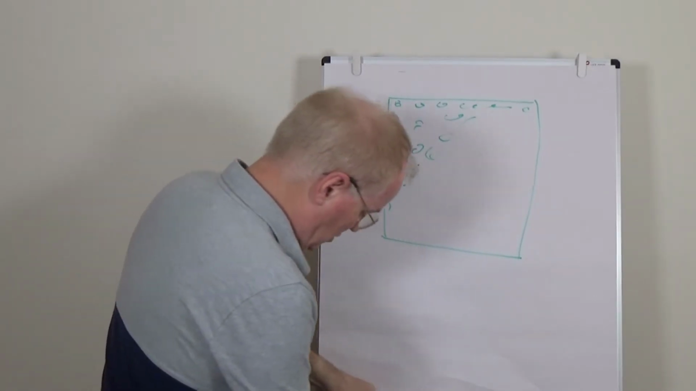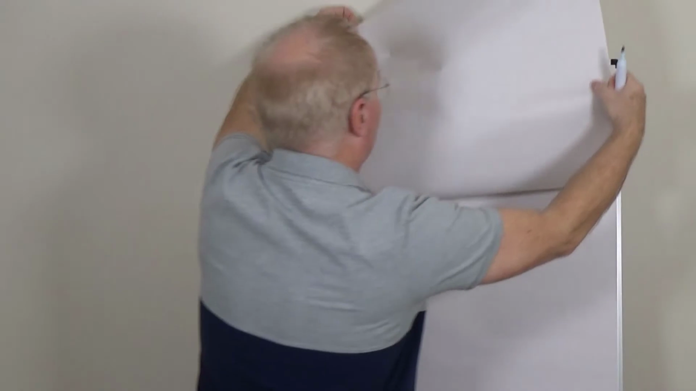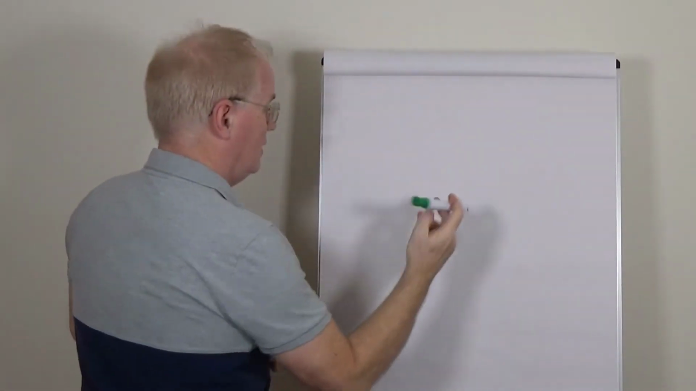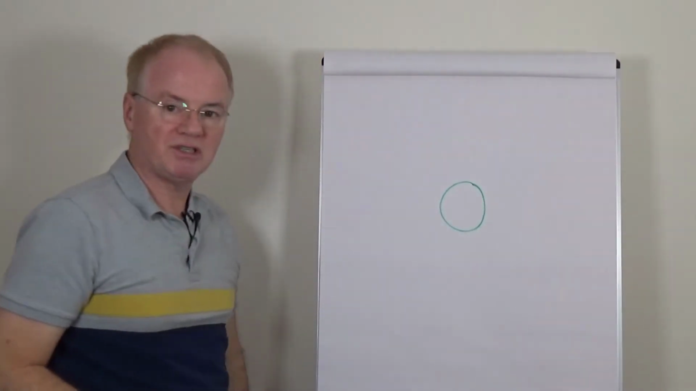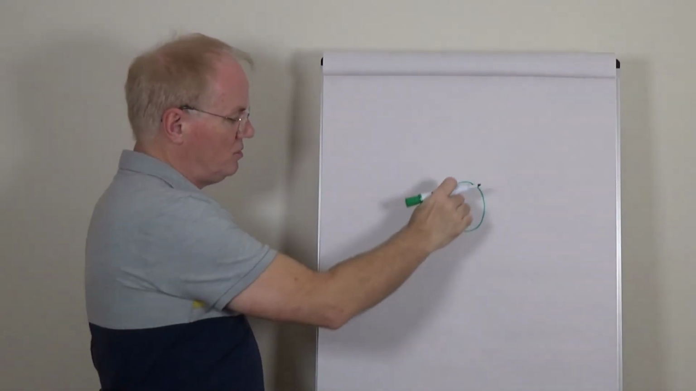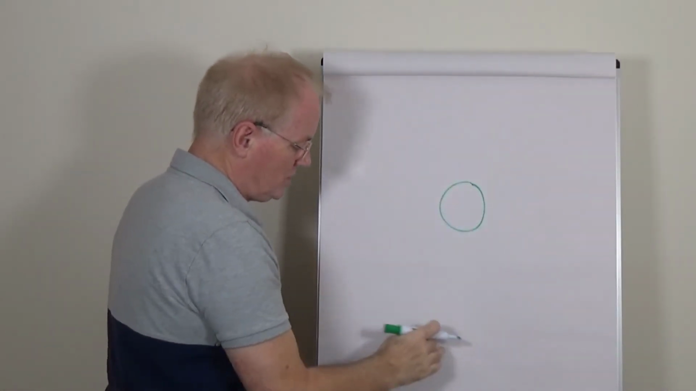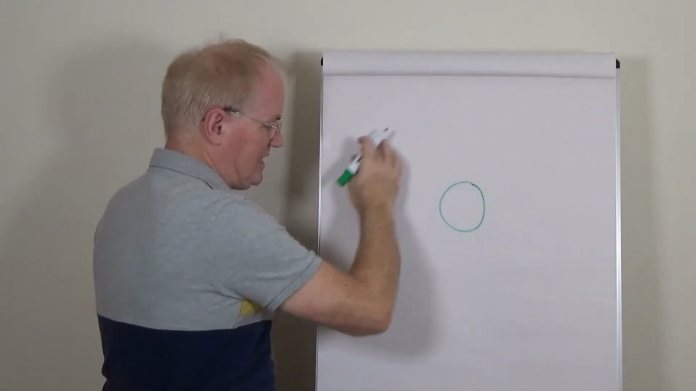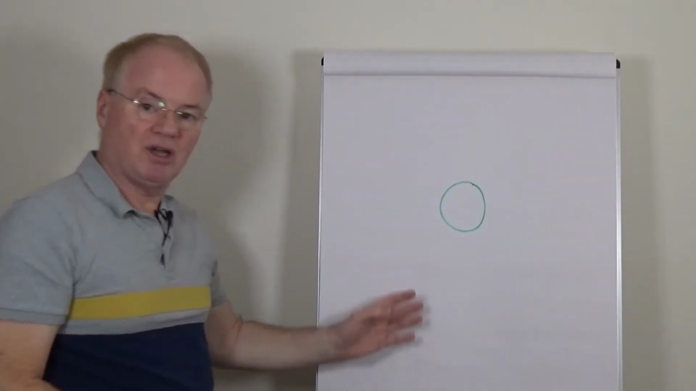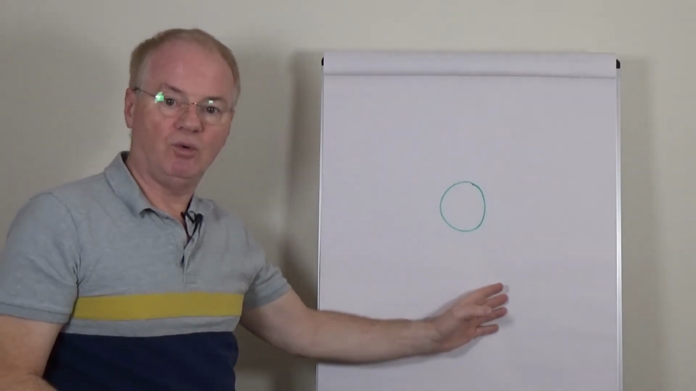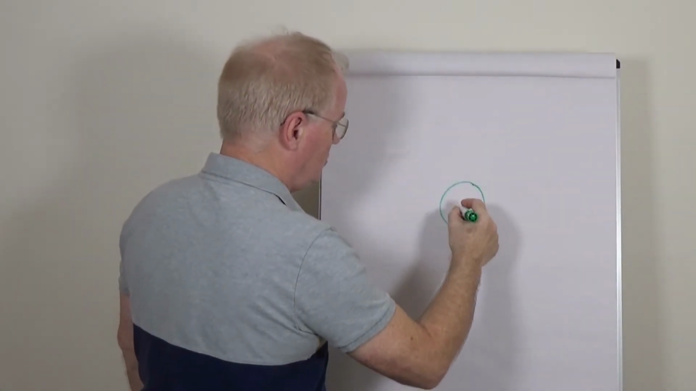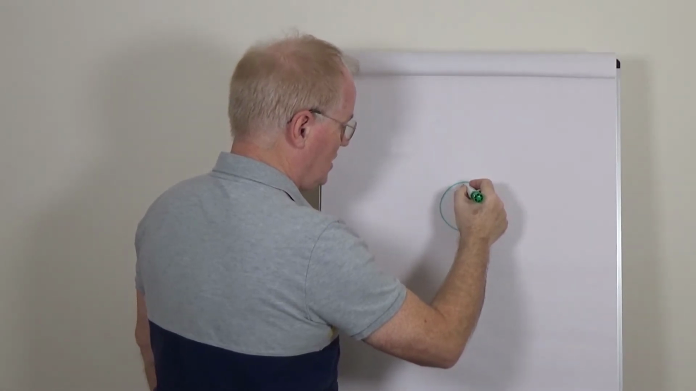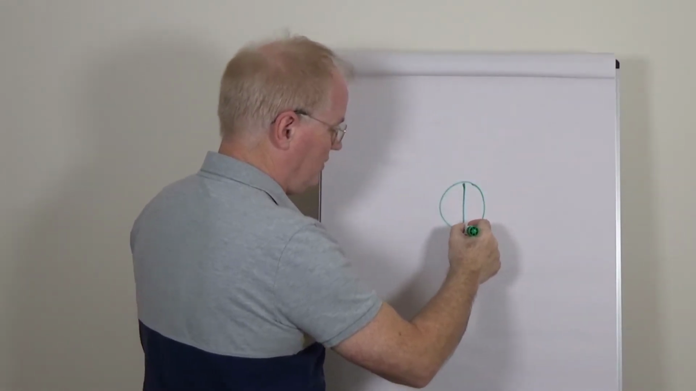So let's just assume that we have a single tree here for illustration purposes. What you need to do is work out the root protection area, which you generally don't want to be building within. And the way that you work this out is that you take the circumference, the diameter of the tree.